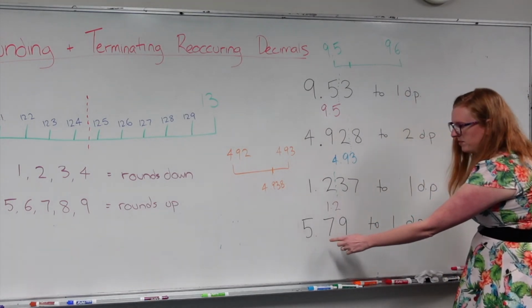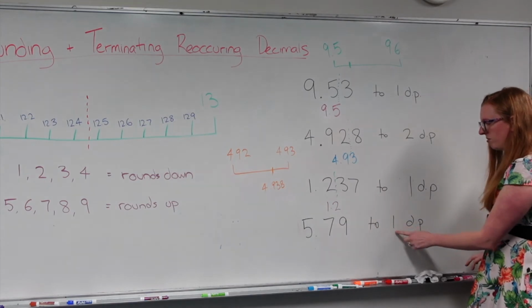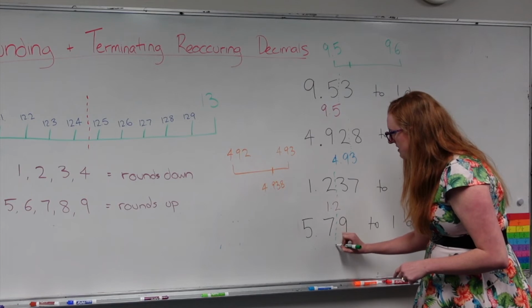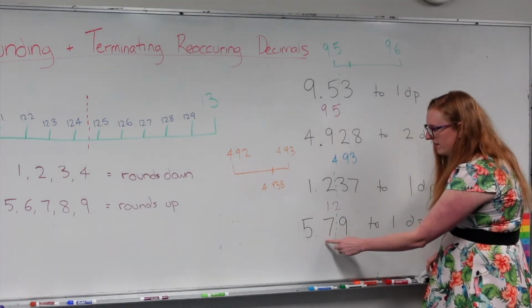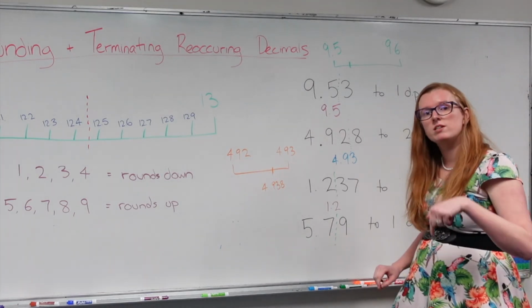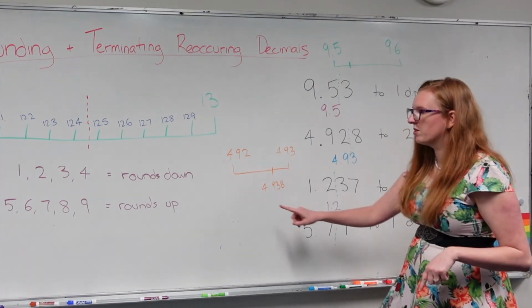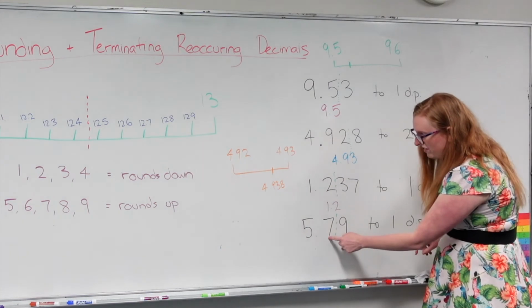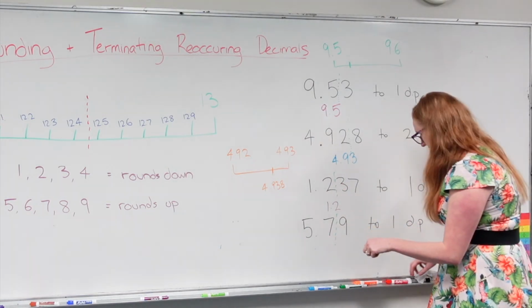Let's have a look at this one. I've got 5.79 and I want to round it to 1 decimal place. So I'm putting a line after 1 decimal place, and now I have to decide, does 9 round up or does it round down? According to our rule, 9 rounds up, which means this 7 has to turn into an 8.